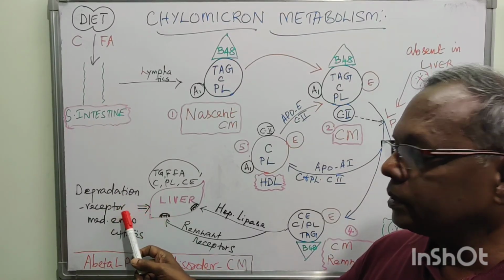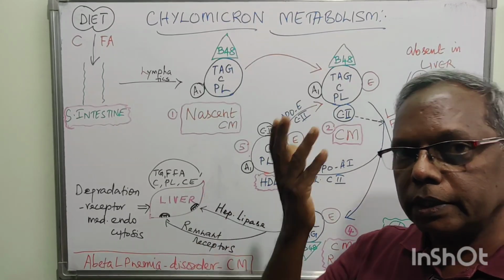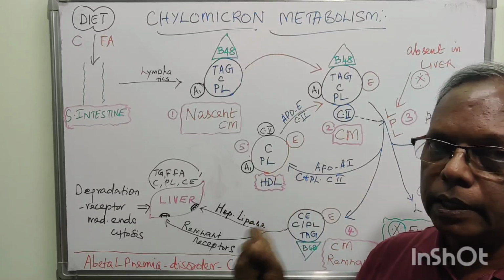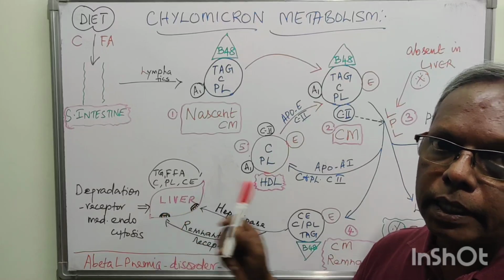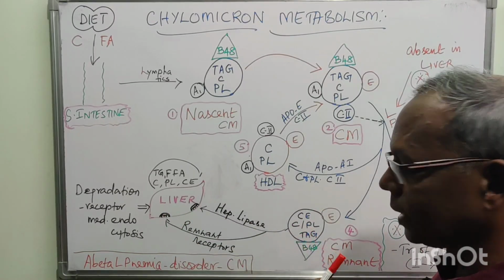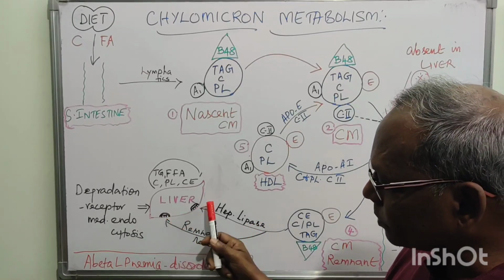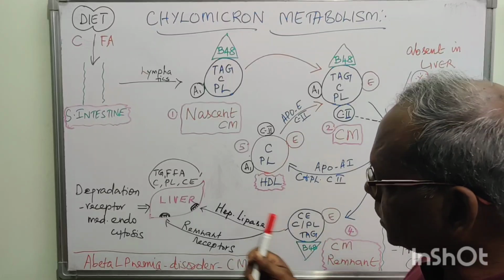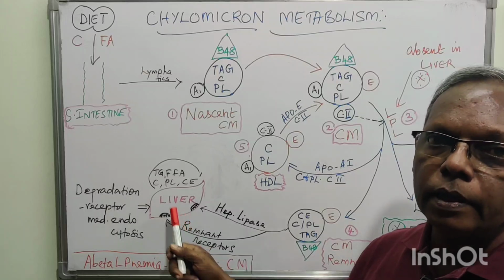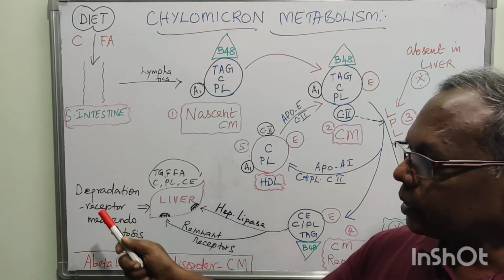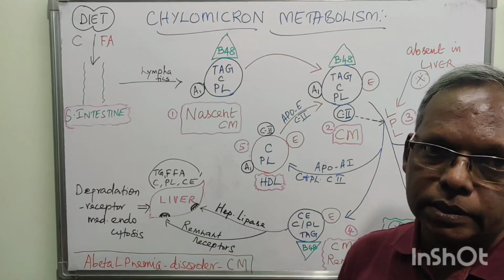Here the degradation is by receptor mediated endocytosis. You all know endocytosis in the cell membrane and transport by lysosomes. We have two mechanisms for the degradation of chylomicron remnants: one is hepatic lipase, another is the remnant receptors available in the liver. After the triglyceride, free fatty acid, cholesterol, phospholipid and cholesterol esters are degraded in the liver by receptor mediated endocytosis, the receptors are ready for the next cycle, right?